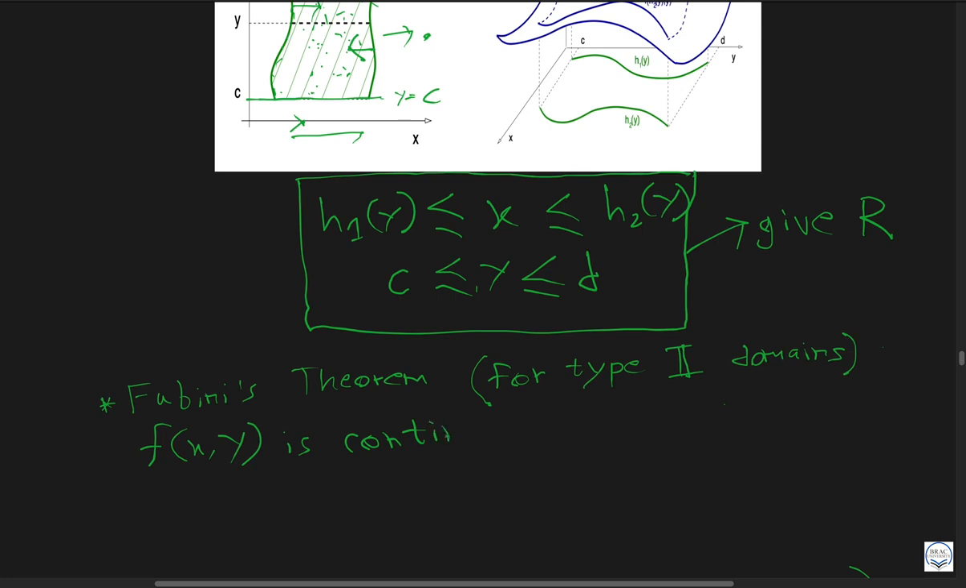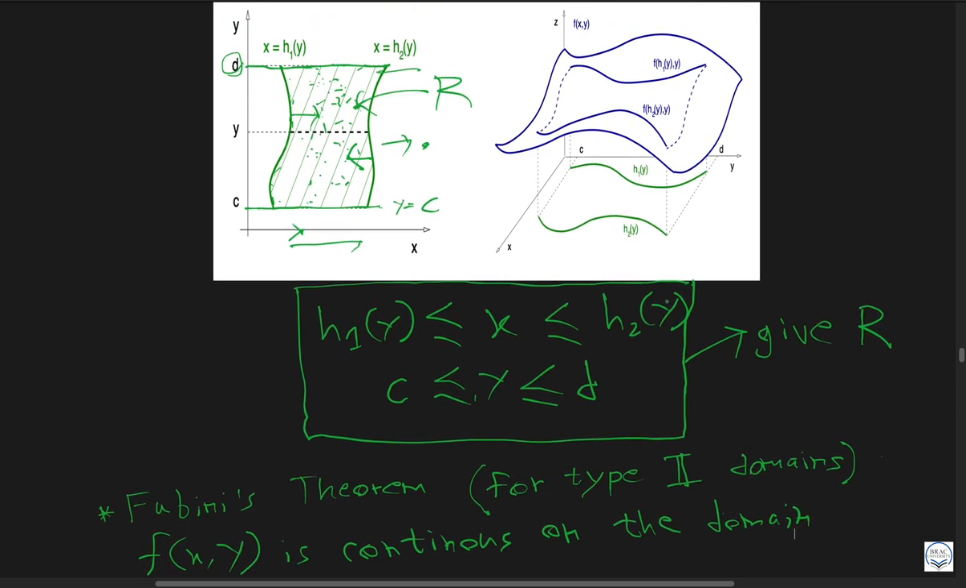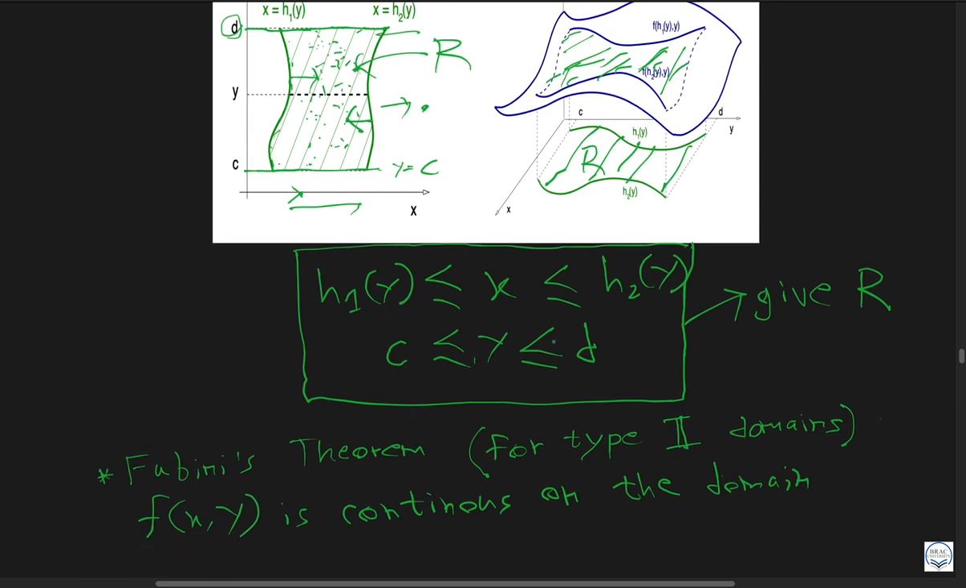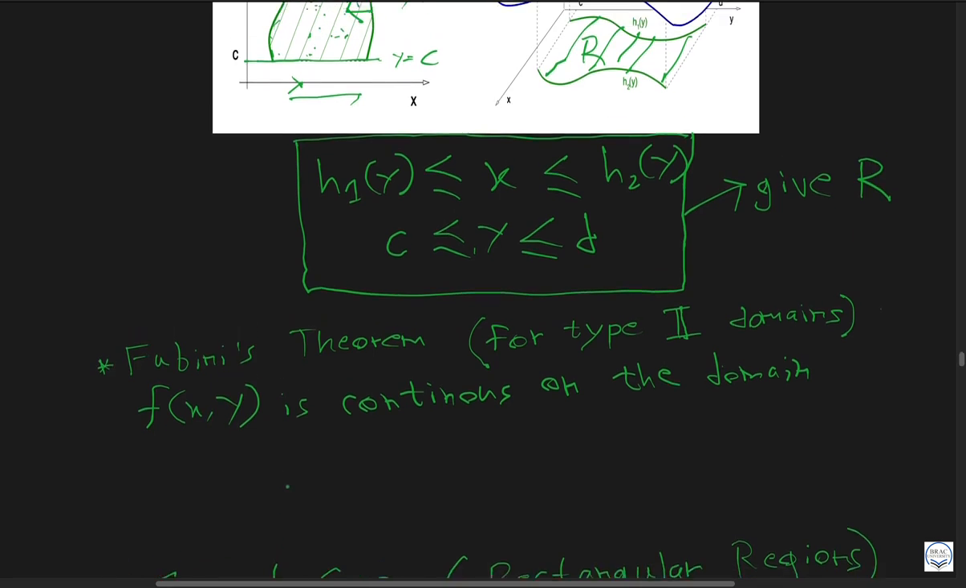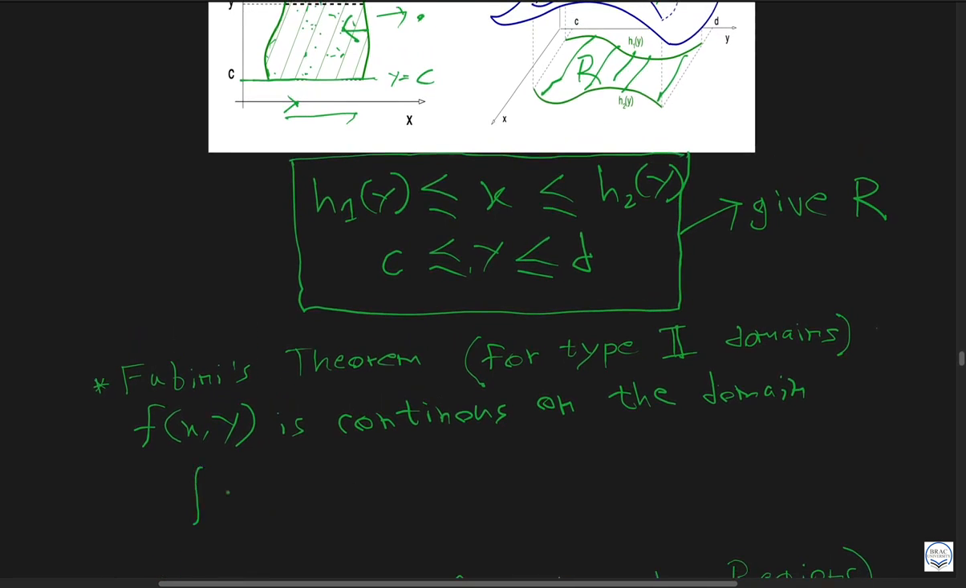What Fubini's theorem says is that if our function f of x comma y is continuous on the region or the domain, for instance, here we can say this is the type 2 domain, and on this region the surface z equals f of x comma y is always continuous, this means that we can apply Fubini's theorem.